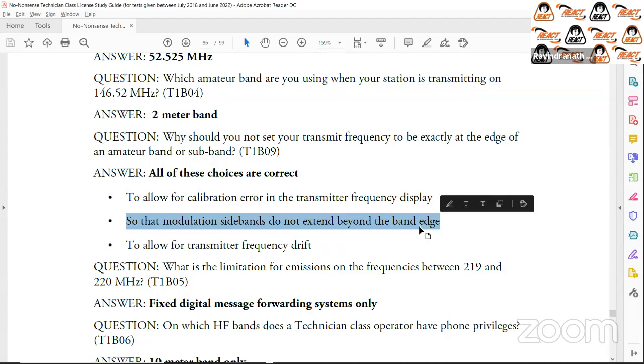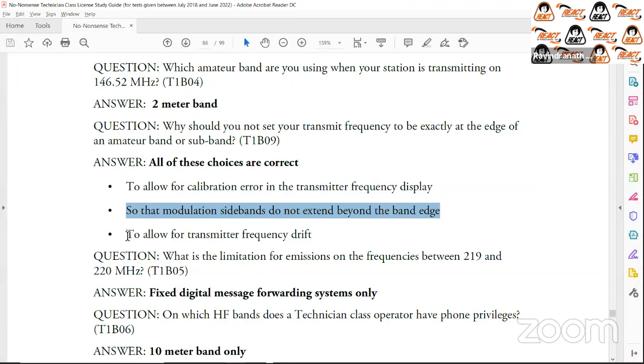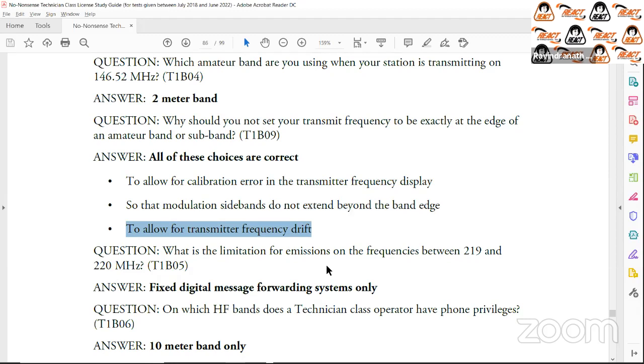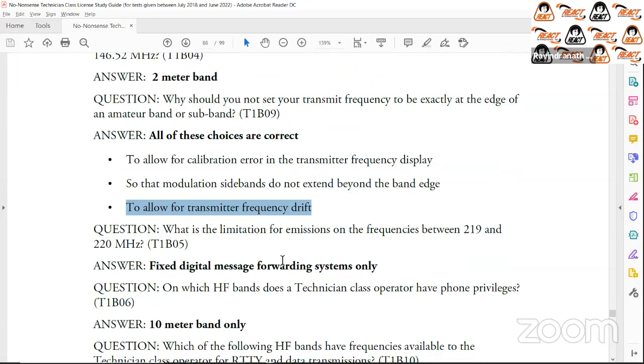If we are at 14.000 and you select lower sideband, guess what? That sideband is below 14.000. It's going to be 13.9 something, all right? So that's why you do not set your frequency to the exact edge of the subband. And one more reason, you need to allow for transmitter frequency drift, which can happen with your transmitter. So don't put it at the edge because your transmitter might have drifted a little bit and you think you are within your band, but guess what? Your transmitter is out. That is your responsibility. So again, don't do it.